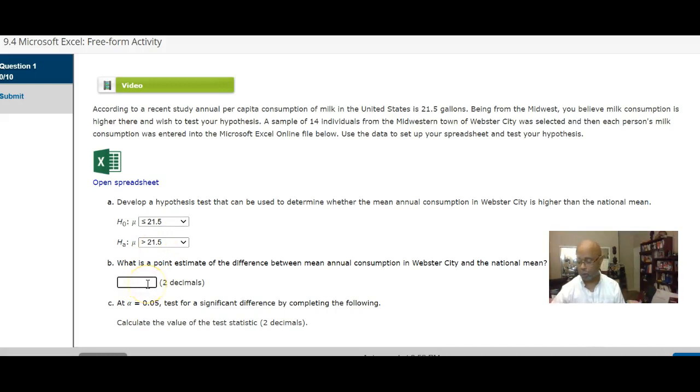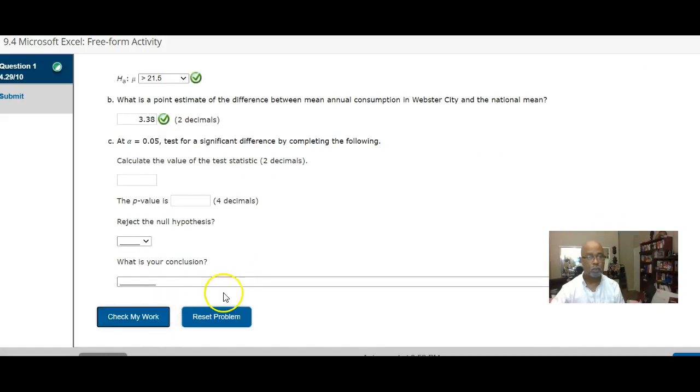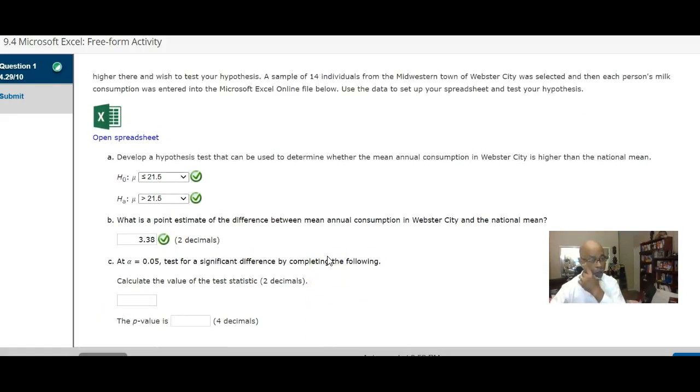We calculated our point estimate for the difference at 3.38. So check those just to see our progress, and we're on the right track. Next, we want to do a test of whether or not that difference is significant with an alpha, a level of significance, of 0.05. So let's switch to our statistical toolkit to determine whether or not that's a significant difference.